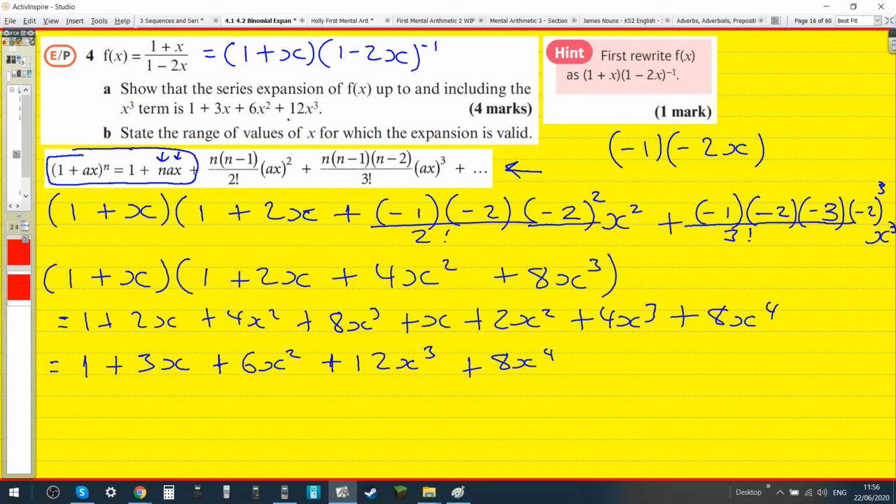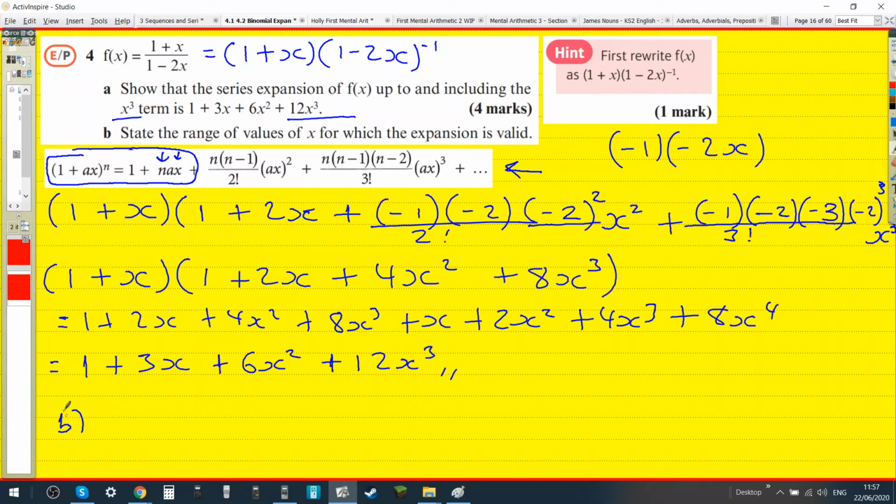Did they not ask us for it to the power of 4? They only wanted it as far as the x cubed term, so we don't need the x to the 4 bit. But we did need to do every part of that because we needed to know that the x cubed one up here gave us 8x cubed, so we would have 8x to the 4 down here. That's part A done.